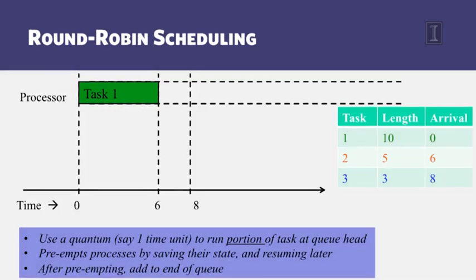A third scheduling algorithm is what is known as round-robin scheduling algorithm. In this scheduling algorithm, you allow tasks to be run in pieces or in chunks.